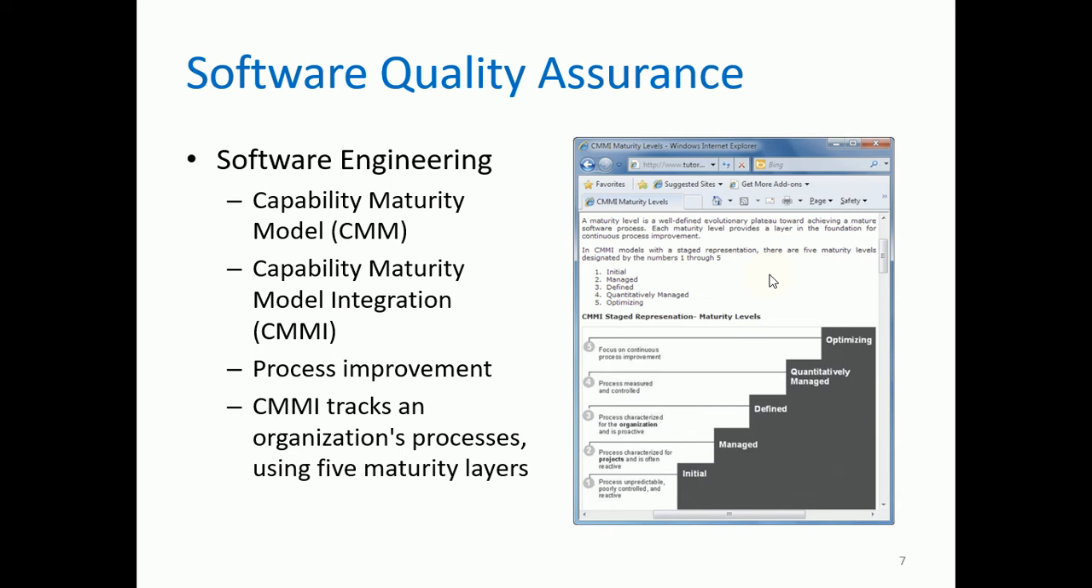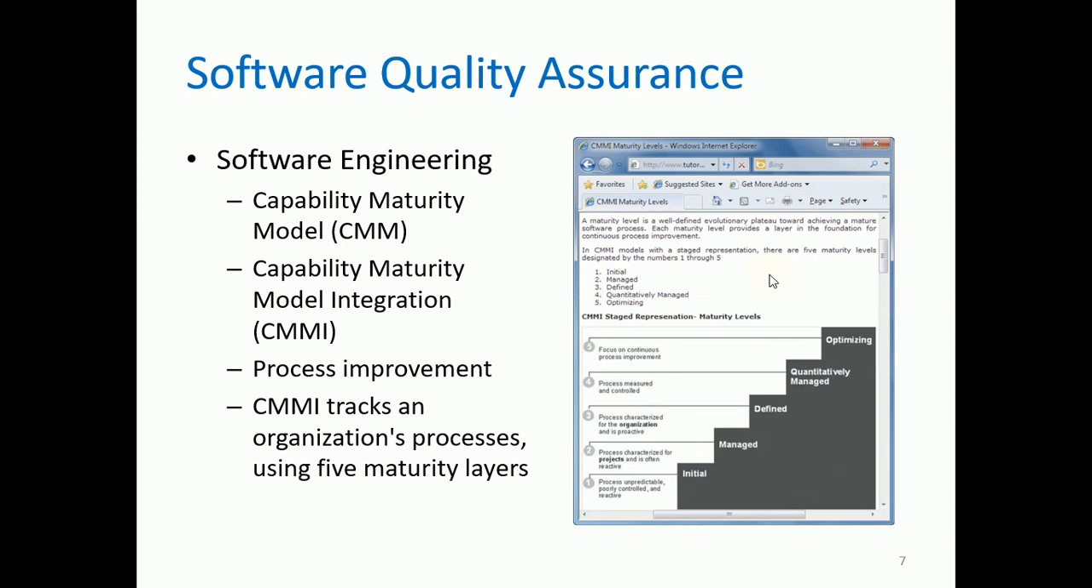So for software quality assurance in software engineering, we have the Capability Maturity Model, or CMM. It is a development model created in 1986 after a study of data collected from organizations that contracted with the US Department of Defense, who funded the research. And because of this development model, we have the Capability Maturity Model Integration, or CMMI.